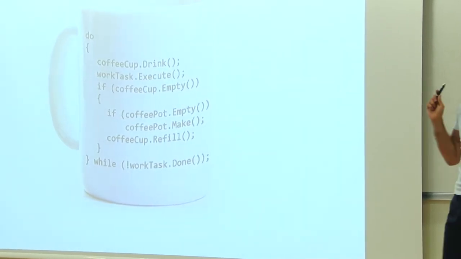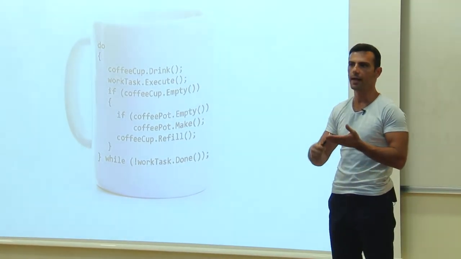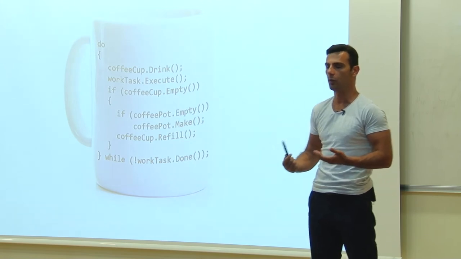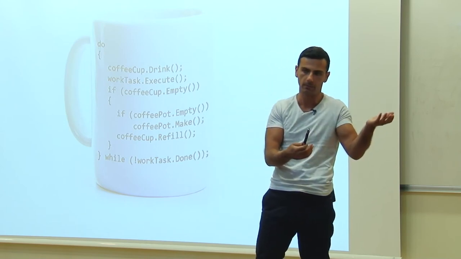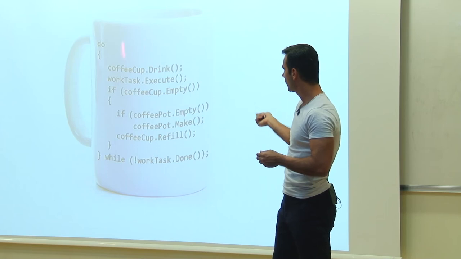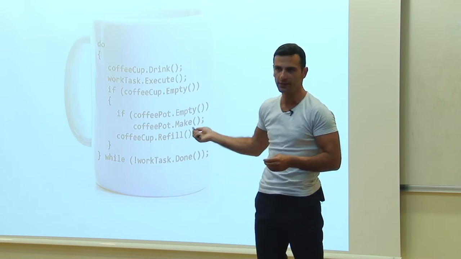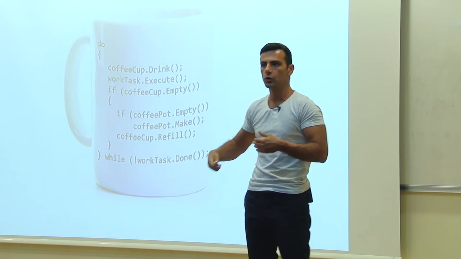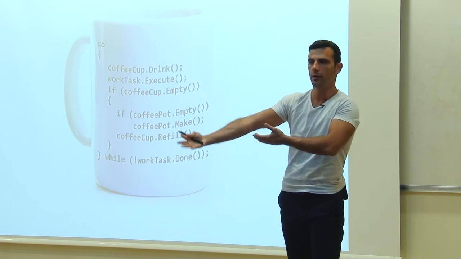Okay, so we understand what programs are. They're basically a set of instructions, okay? You're telling the computer, do this, do that, do that, do that. You're communicating with the program. To communicate with something or someone, you need a language. We saw SQL, a language for communicating with a database, which is a program. This is some code: coffeecup.drink, work task executed. If the coffee cup is empty, make coffee, refill, whatever. It's a stupid algorithm, but you get the idea. An algorithm is just a series of steps. We discussed this last time, right? So a program is just a language by which you can describe a series of steps to the computer.